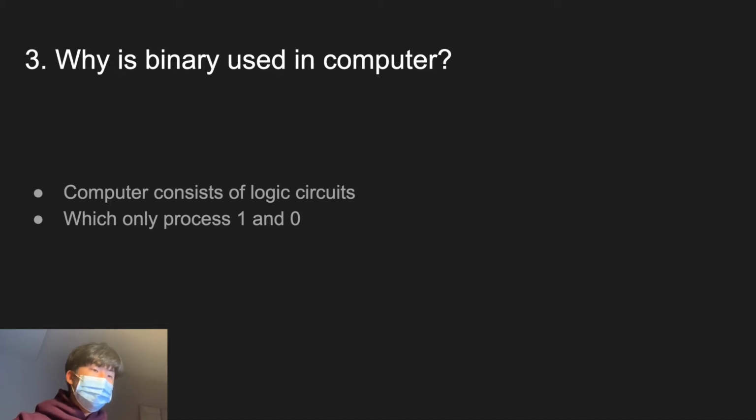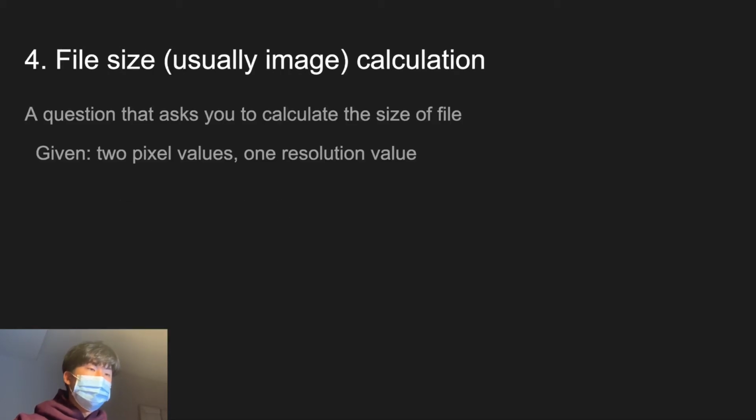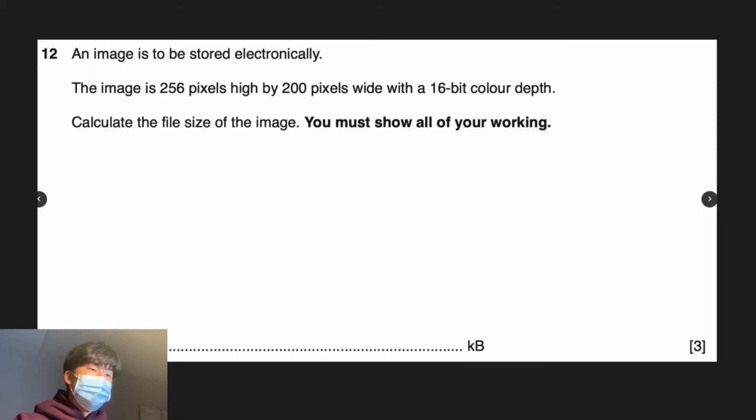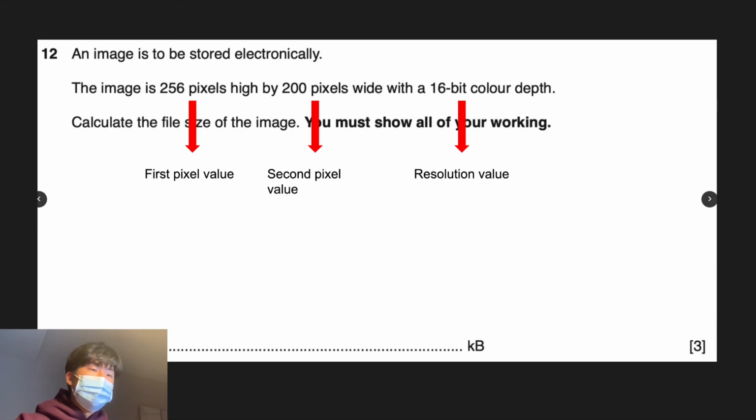The final important question is the file, image mostly, size calculation question. It is usually a 3-mark question which awards 1 mark for correct answer and 2 marks for working. The question usually gives you 2 pixel values, like this first pixel value and the second pixel value, and an X number bit color resolution. Also, don't forget to check the units, as you have to give the answer in the unit that the question requires you.